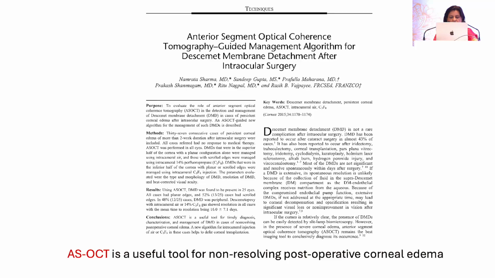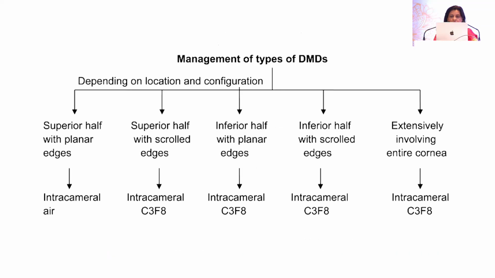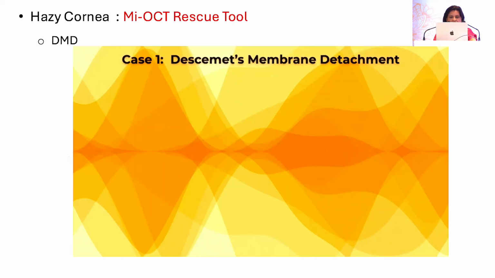Anterior segment OCT is a useful tool, especially when you have post-operative corneal edema associated with Descemet membrane detachment. If they are present in the superior half with edges which are planar and not scrolled up, then one can use intracameral air. But if they are in the superior half with scrolled edges, or they are in the inferior half, or extensively involve the entire cornea, then one has to use intracameral C3F8.